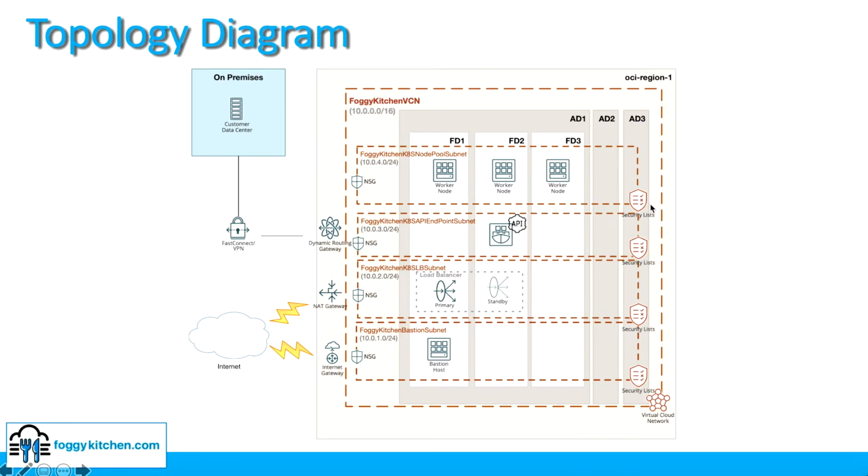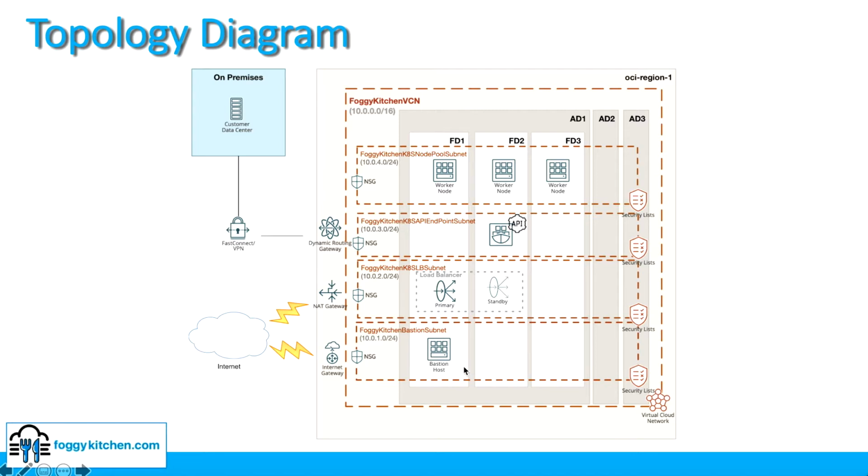Before checking out our code, let's do a quick review of our topology diagram. As you can see, we have one OCI region here. Inside this region, we have 3 availability domains, but for our exercise, we will just use one availability domain, AD1. In this availability domain, we will have 3 fault domains. So elements of the infrastructure will be spread between 3 fault domains. And inside this VCN, we'll have 4 subnets.